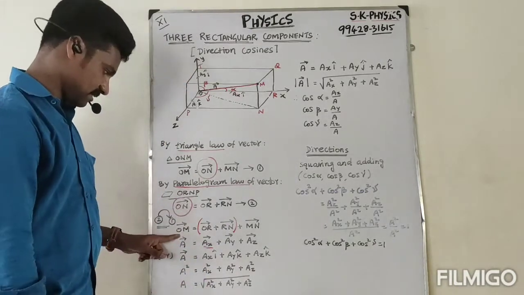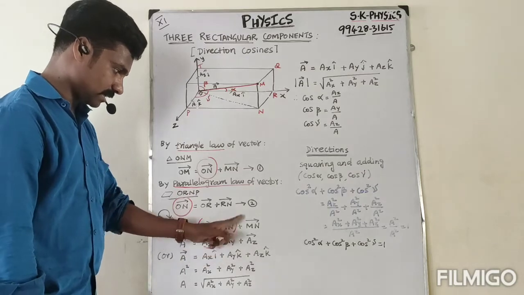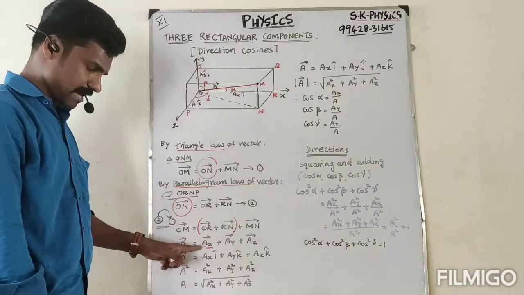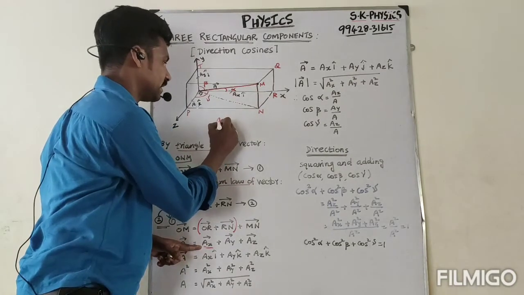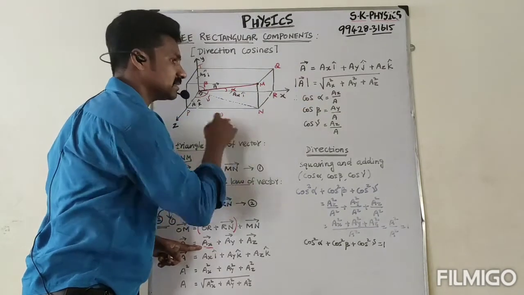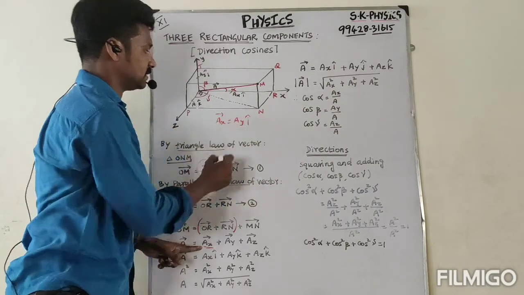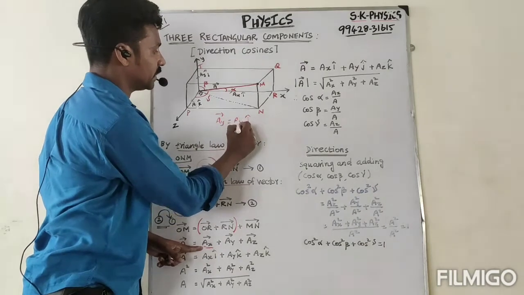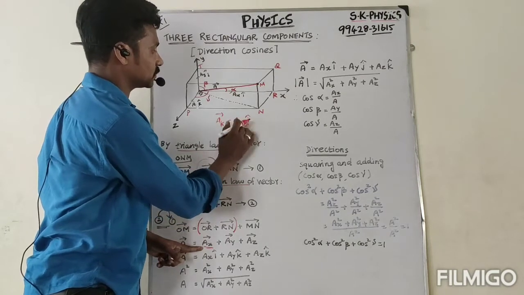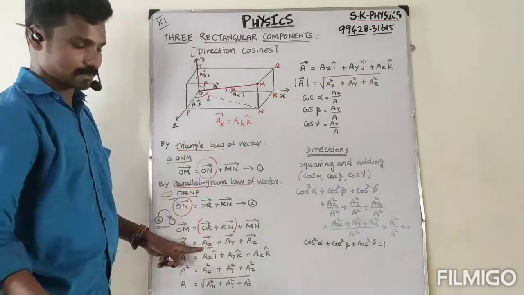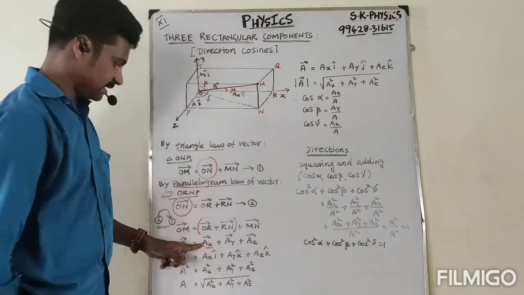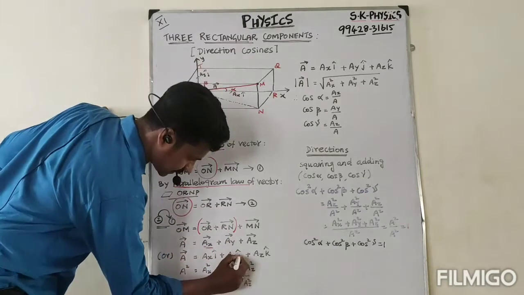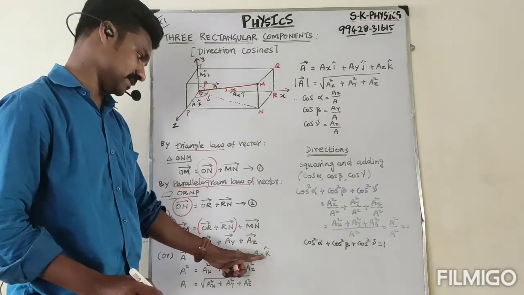I am going to represent them by replacing them with AX vector, AY vector and AZ vector. Finally we can write its magnitude. Therefore the A vector: the AX vector is nothing but a direction, the X axis, which is I cap, and the magnitude is AX. So AX vector is equal to AX I cap. Like that, AY vector is equal to AY J cap, and AZ vector is equal to AZ K cap.